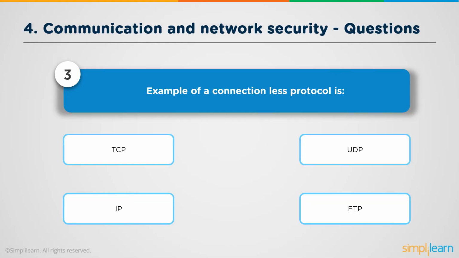Question 3, which, if you remember the previous slide, would be the UDP protocol. A UDP protocol is a protocol that is used for its speed rather than reliability.